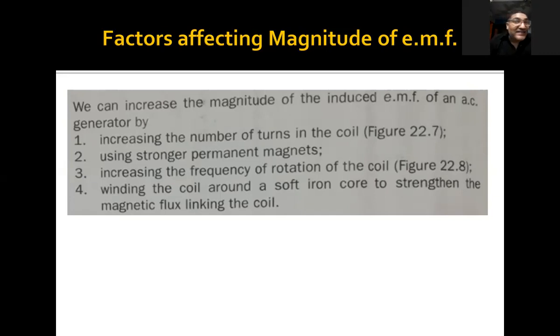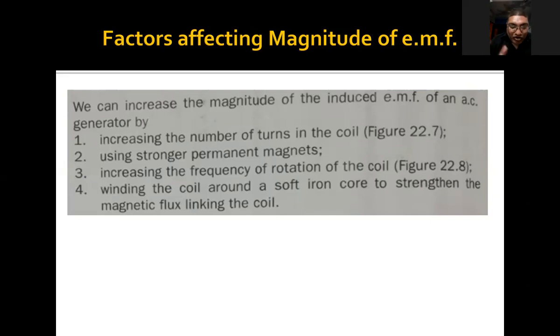But one thing will happen. Now the current induced will have a larger frequency also. First, try to understand, this is a very technical point. If you increase the number of turns in the coil, the new current and new EMF induced will have larger magnitudes. But the frequency of the alternating current produced will be the same.